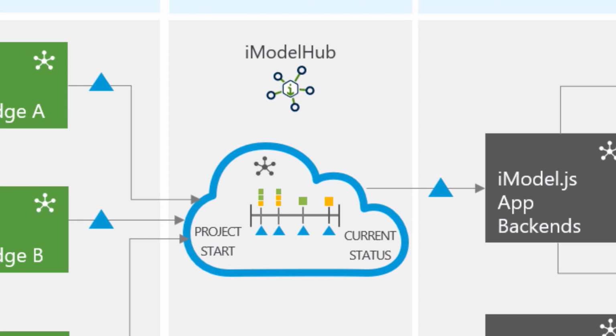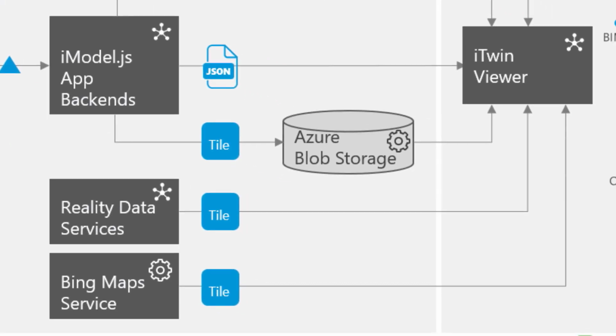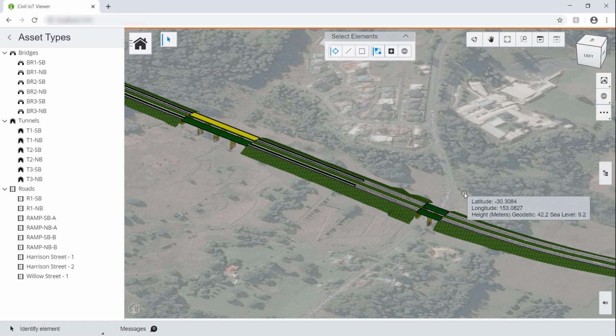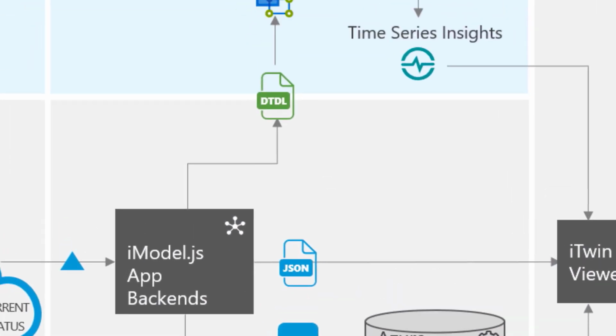Great, so once our data is on the hub, we can visualize it using an iTwin viewer. This viewer allows us to enrich the model with data from other sources, such as Bentley's Reality Data Service, Microsoft's Bing Maps, and even Azure Digital Twin. And that's exactly what we did for our demo. We customized this viewer to add those data connections and change asset colors based on sensor data that was coming in.